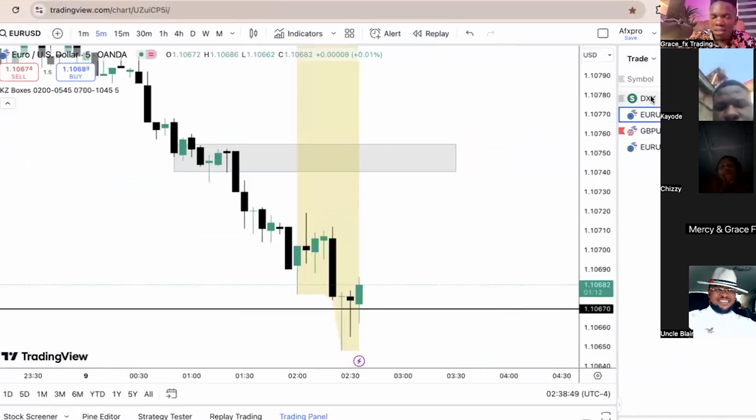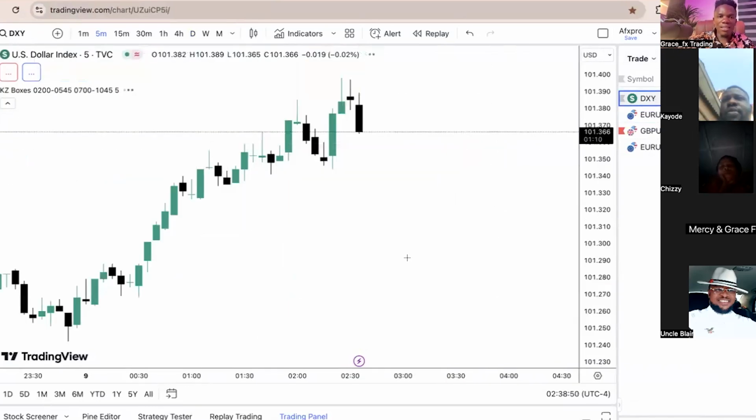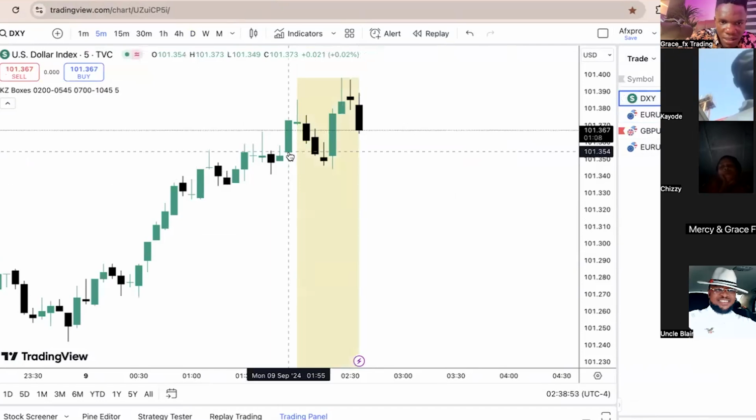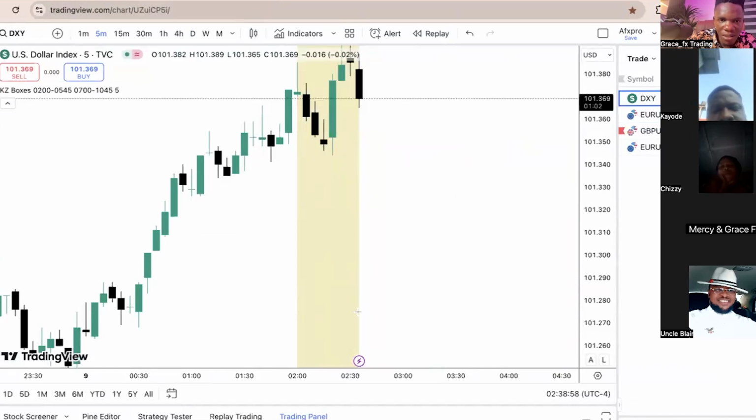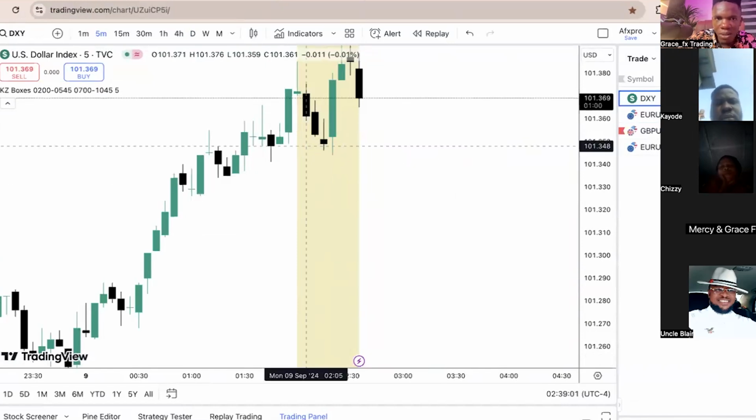Let me look at the dollar index. Yes, I love this dollar index price action. But one thing is, this place did not reflect on Euro USD. I don't know.